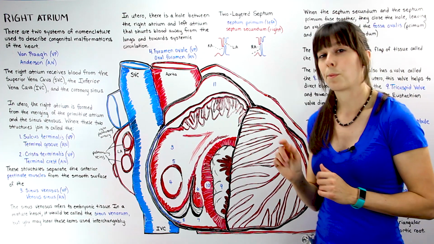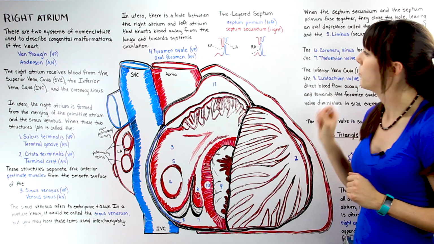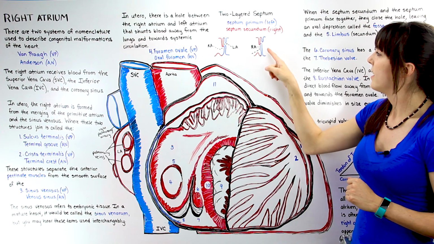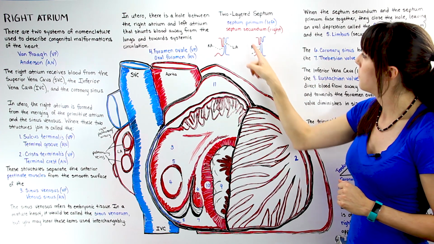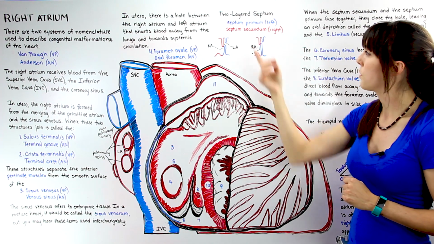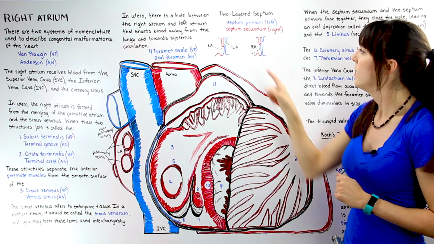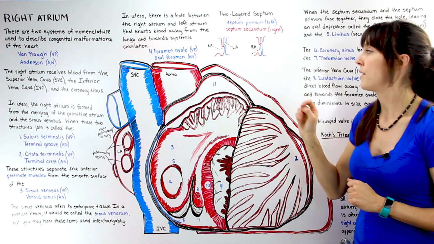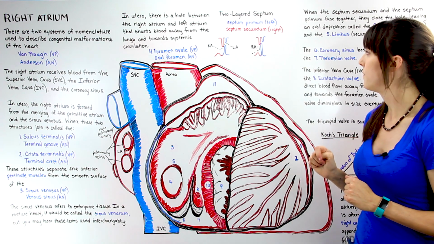However, once the baby is born, this hole begins to close, and when it does, we see that the top of the septum primum merges and fuses together with the bottom of the septum secundum, so that blood flow can no longer pass from the right side to the left.